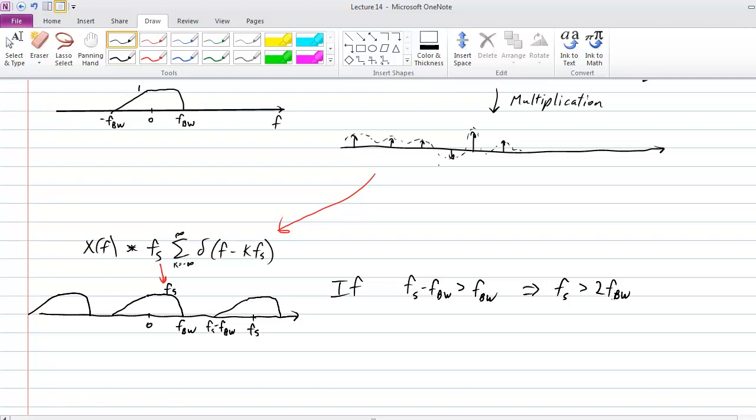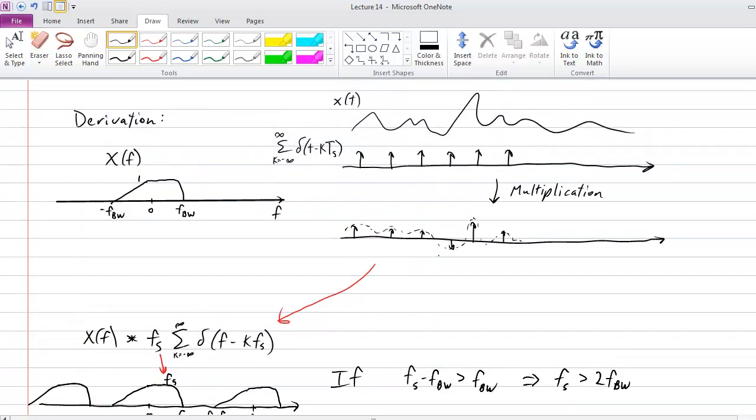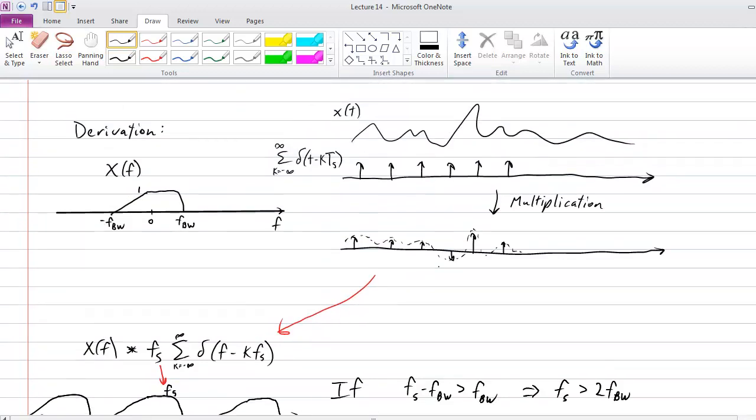Okay. The red is basically saying that after doing this multiplication between the original signal and this, this is the Fourier transform. Maybe I'll put that on there.